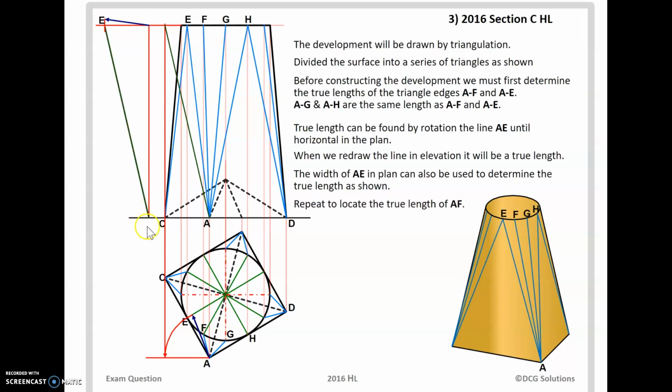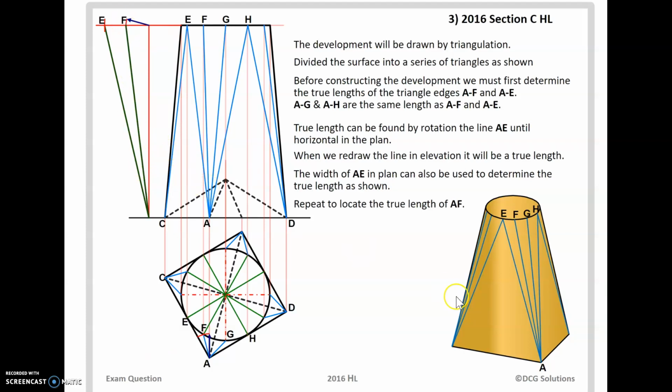Okay, so this point here is A down at the bottom now. Repeat to locate the true length of AF. So what we're literally doing now, we're going to draw F onto the line E. From A to F, we're going to get our compass and mark it onto the line E. We're going to get our distance from A to where F is, and mark it from the point here out. Okay, so that's given us the distance from A to F.